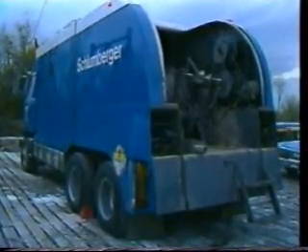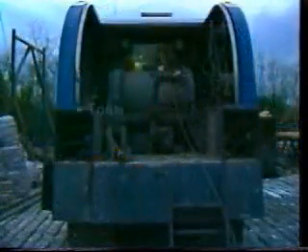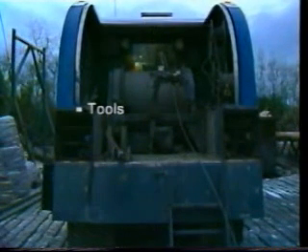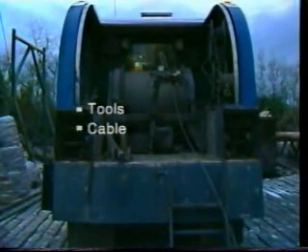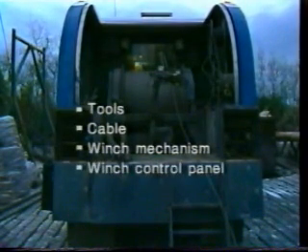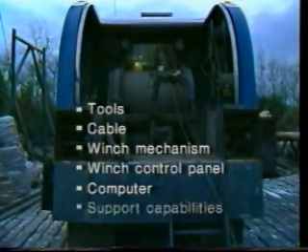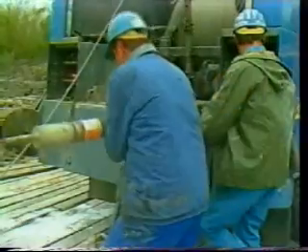There are 6 basic components common to both offshore and onshore logging units. These components are a suite of logging tools, a multi-conductor logging cable, a winch mechanism, a winch control panel, computer recording and processing equipment, and support capabilities. A suite of commonly used downhole logging tools is present at the unit. In addition, special purpose tools such as sidewall coring guns and formation fluid testers may be on hand.